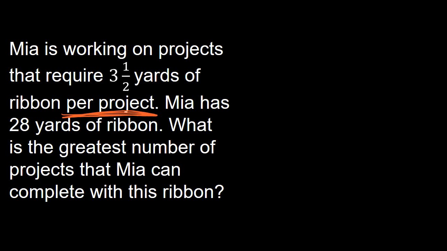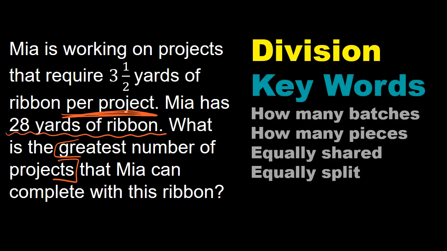With this, we have this long ribbon. She has 28 total yards. We need to figure out how many projects. So the greatest number of projects is what we're looking for. When we're trying to figure out groupings of things, we're dealing with division. So keywords like how many pieces, how many projects in this case, or how many batches if we're dealing with cooking.